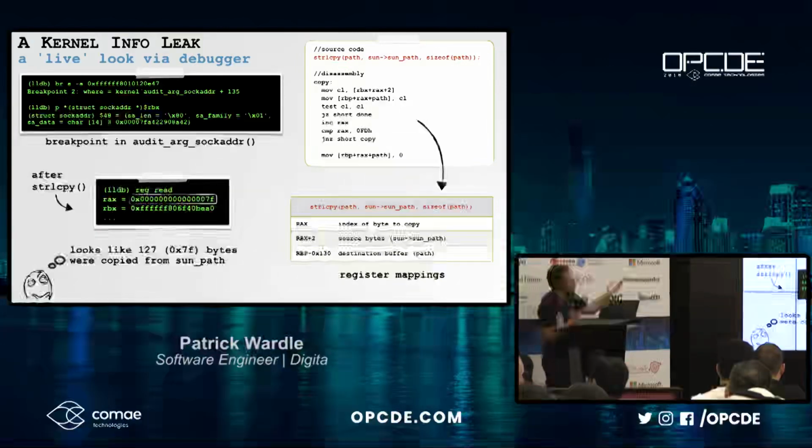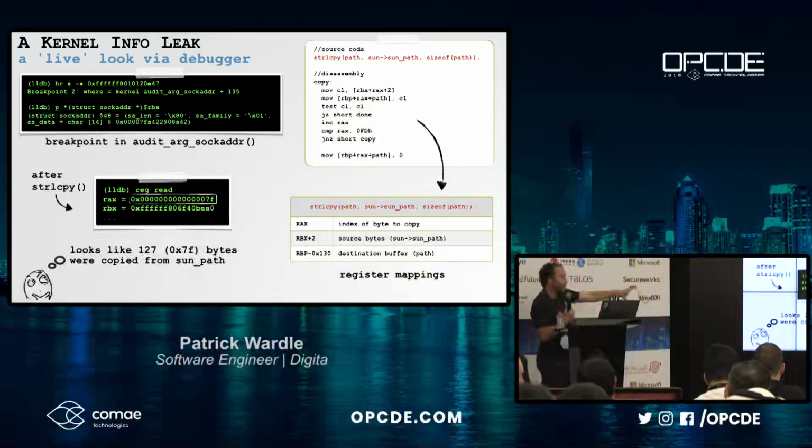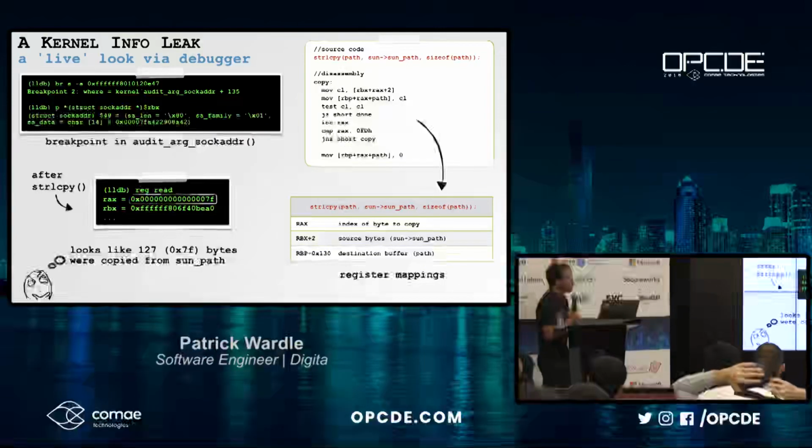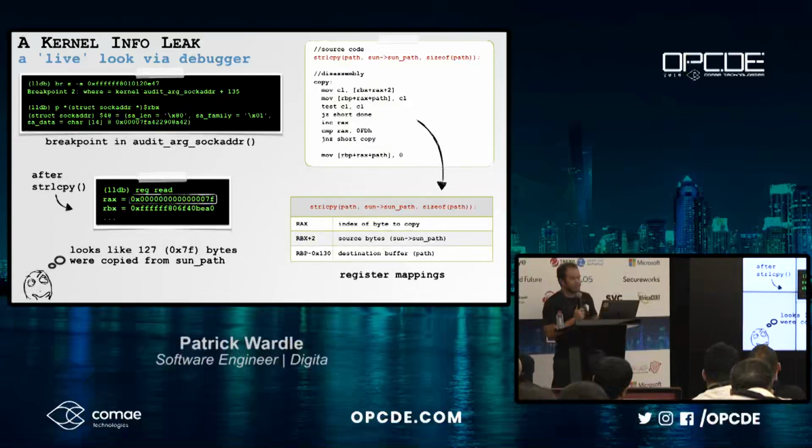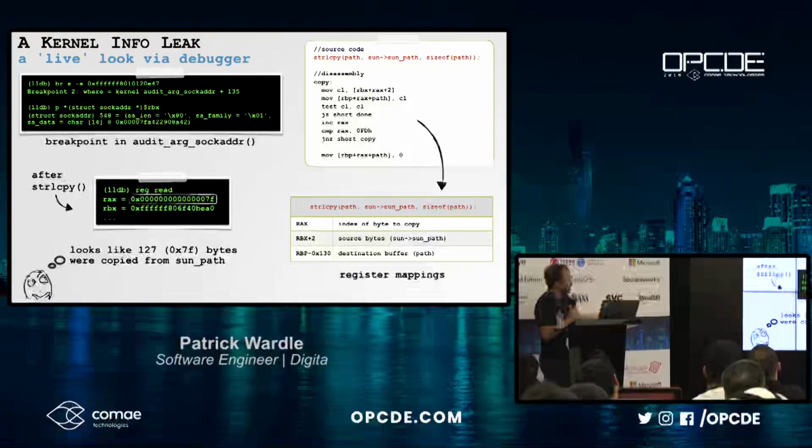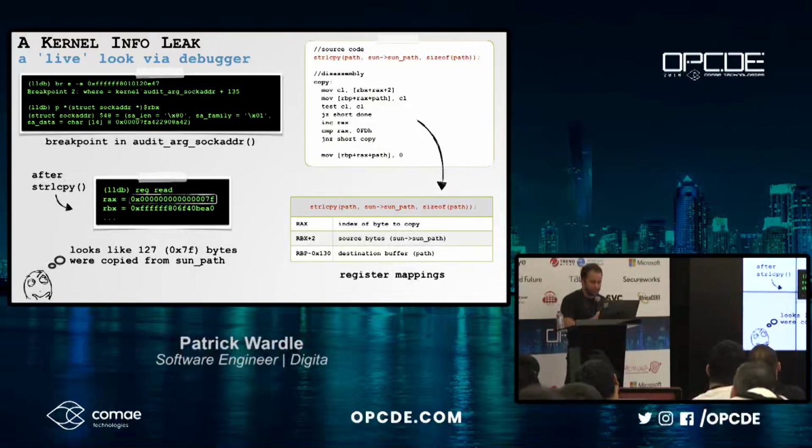At that point, we can look at the registers, and we have a table on the slide which is the mapping of what the registers contain at the vulnerable strlcpy. For example, we can see that RAX points to the index of the byte to copy. RBX plus 2 is the source bytes, which is the path. And RBP minus 130 is the buffer it's going to copy it into. If we step over this, we can see that it returns 127, which means it's copied 127 bytes.